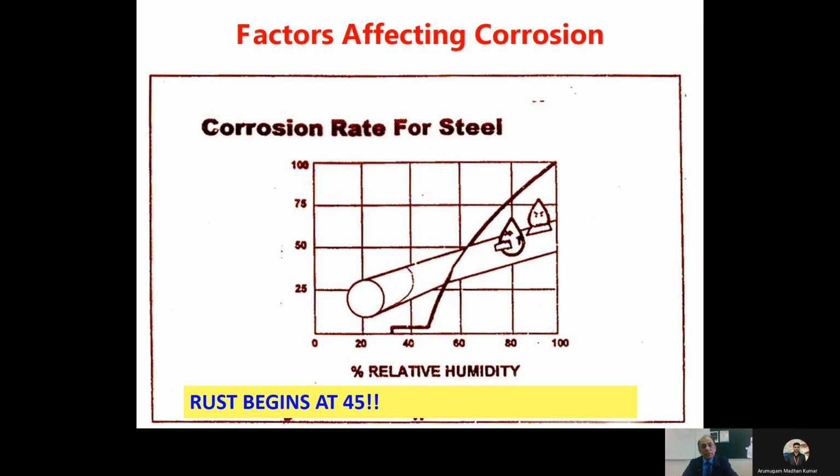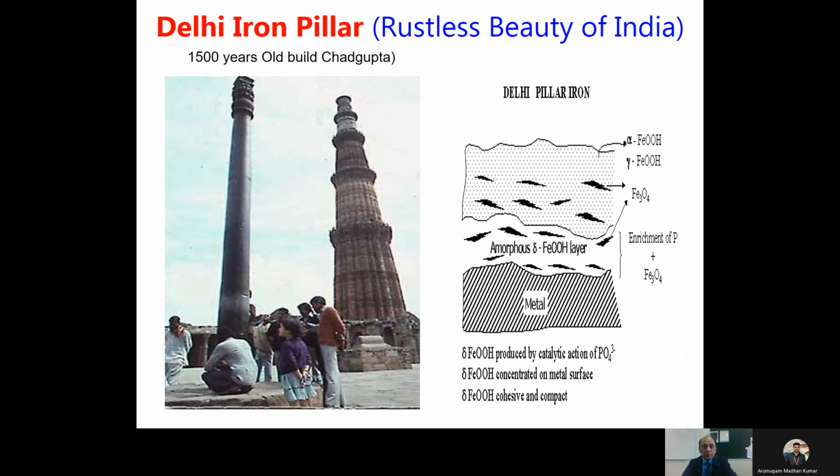Now there are various factors for corrosion. One of the important factors is relative humidity. So corrosion will only take place when the relative humidity is more than 55, and below this no corrosion will take place. So if we want to protect the metal from corrosion, then we have to maintain the relative humidity less than 45, and this can be done by using a dehumidifier.